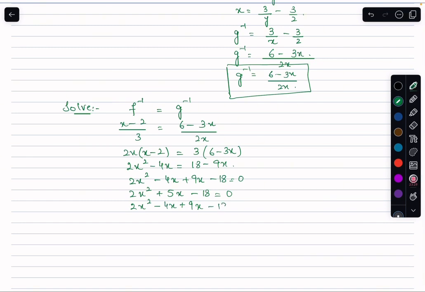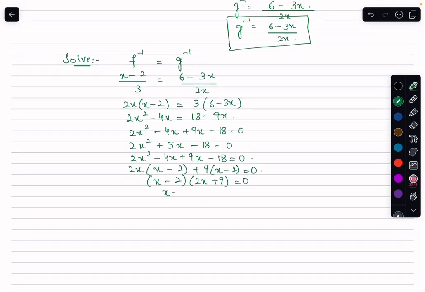and 9 minus 4 would give me a plus 5. So just doing the factorization, the middle term break, I am getting x minus 2 and then plus 9 and x minus 2, which is equals to 0. So x minus 2 and 2x plus 9, which is equals to 0. So the x values that I can get here are 2 and 9 by 2 here. So this is going to be the answer for the f inverse equated to g inverse.